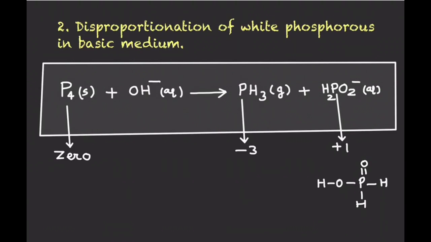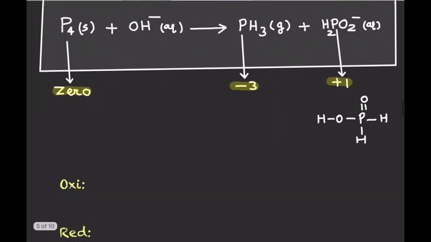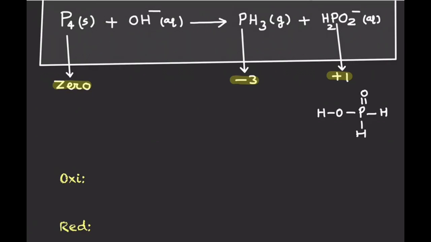Here the oxidation state on the left hand side of phosphorus is 0. On the right hand side in phosphine, the phosphorus is in -3, and in hypophosphite ion the phosphorus is present in +1 oxidation state. First we'll balance the oxidation reaction. We can write P4 in solid state is converted into hypophosphite ion, so H2PO2 minus ion. First we balance those atoms whose oxidation number is changing.